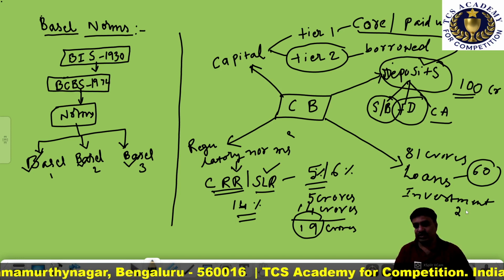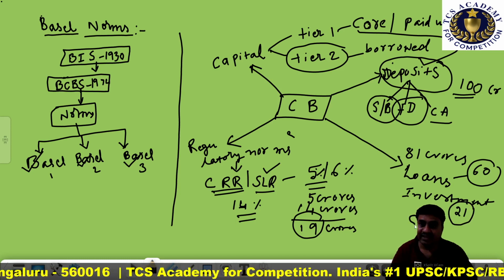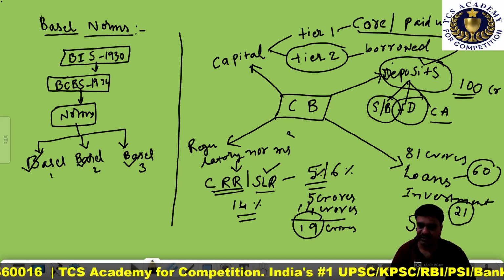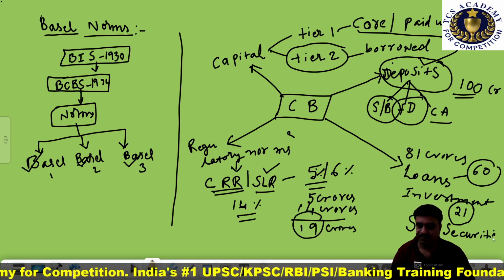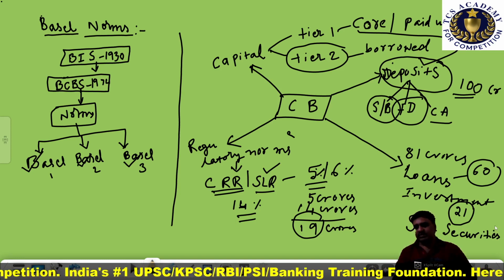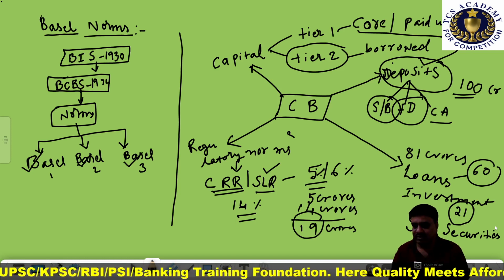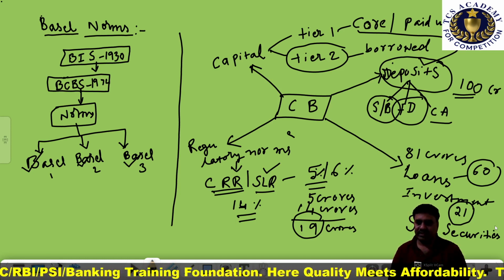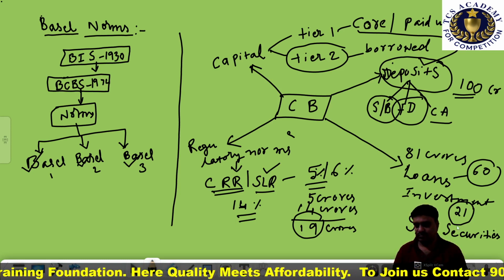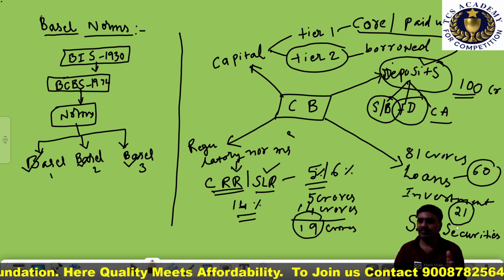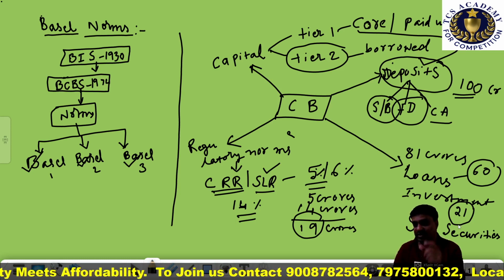So the remaining 21 crores is invested by the banker in safe securities, right? That means the 21 crores of cash is invested by the banker in government securities, reputed company bonds, shares, debentures, etc. So 21 crores investment is made, and of the 81 crores, 60 crores are given as loans to the public.